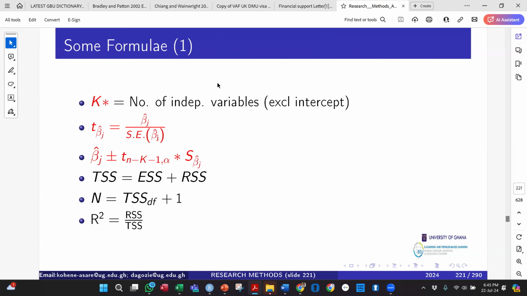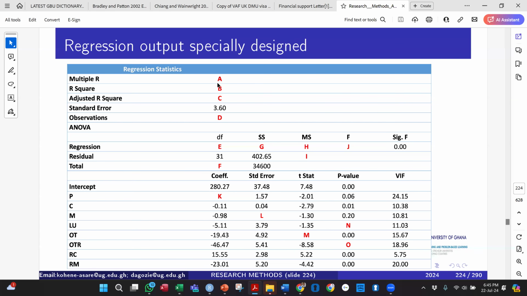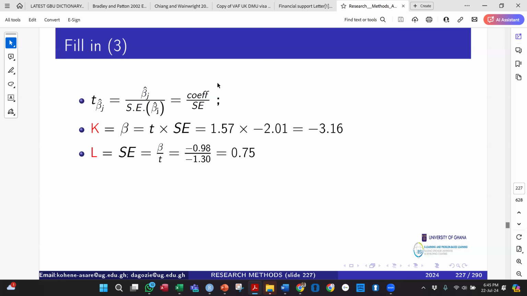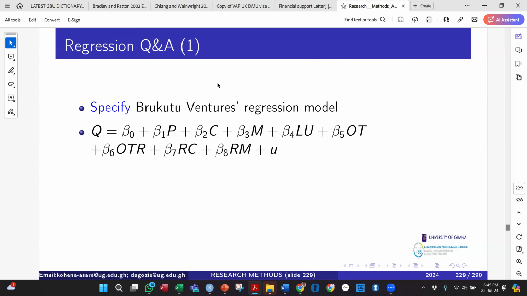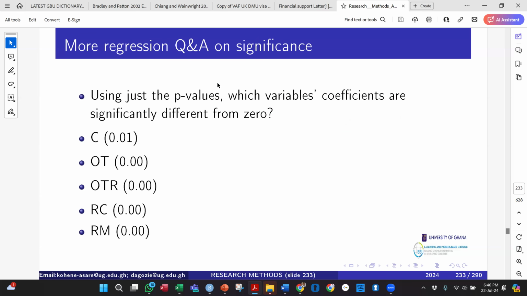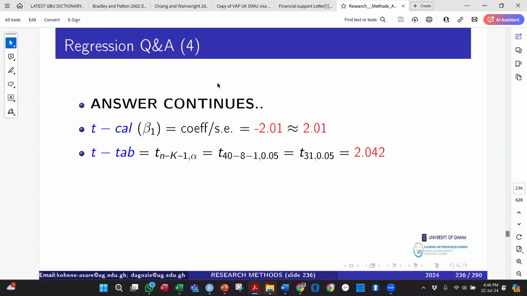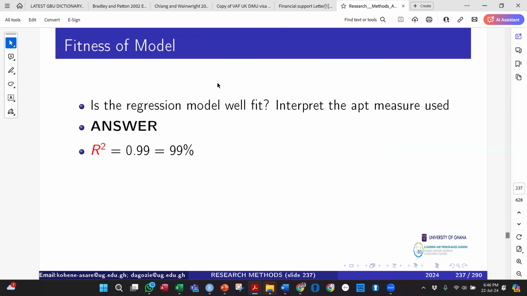Now, how do you tell whether the regression model is reliable or well fit? One way you use to tell is by using something known as the coefficient of determination.